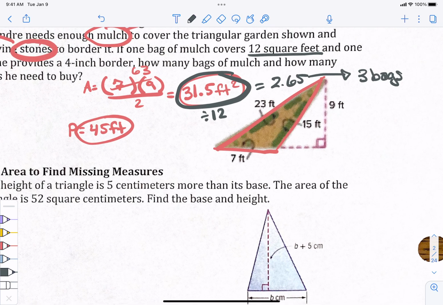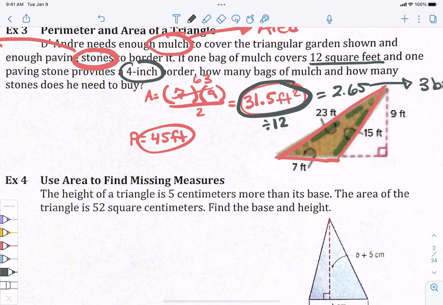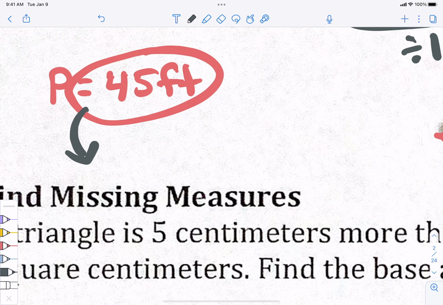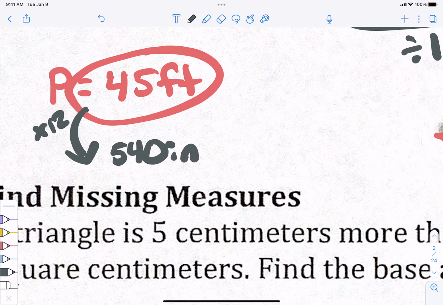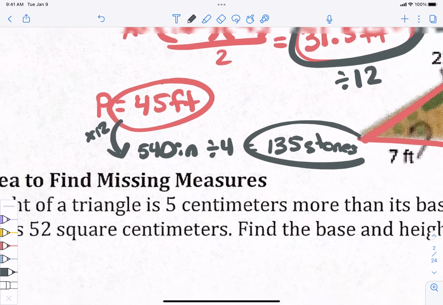45 feet is all of the edges, but each stone is 4 inches. So we have feet, and now we have inches. How do we do that? Turn 45 into inches. Multiply by 12. That is 540. So this is 540 inches, and each one is 4 inches. So divide by 4, and that is 135 stones is how many we would need, right? Make sense? Very nice.